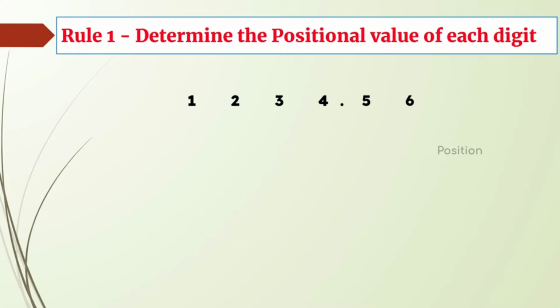At first we will set the positional values for the integer part. For the number 4, the positional value will be 0, and for the number 3, the positional value will be 1. For the number 2, the positional value will be 2, and for the number 1, the positional value will be 3. Now we will set the positional values of the right portion of the decimal point. For the number 5, the positional value will be -1, and for the number 6, the positional value will be -2.